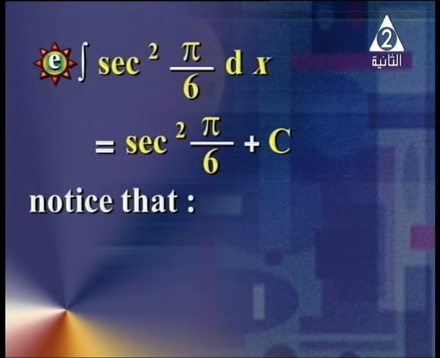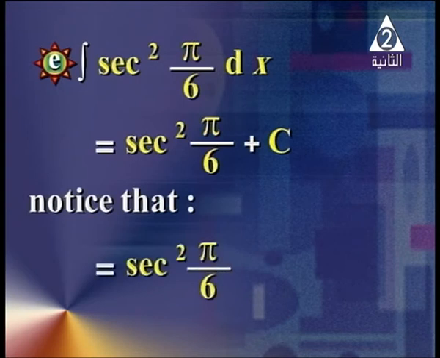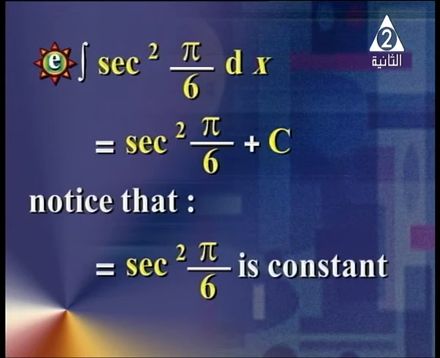Dear student, pi over 6 is constant. Why? Sec square pi over 6 means 30. In this case, the constant is sec square pi over 6, and the integral is sec squared... power 2 pi over 6 x plus c. Why? Dear student, this is the constant. Pi over 6 is a constant value.